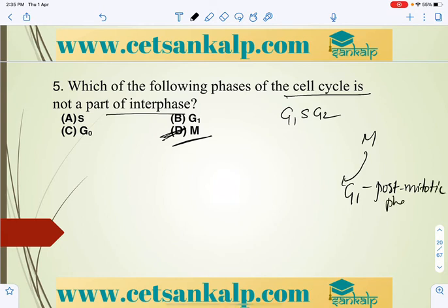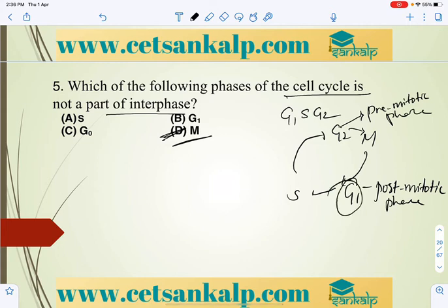Mitotic phase. So G1 and G2. G2 is the pre-mitotic phase, before mitotic division, and G1 is the post-mitotic phase. So these are the things you have to keep in mind.